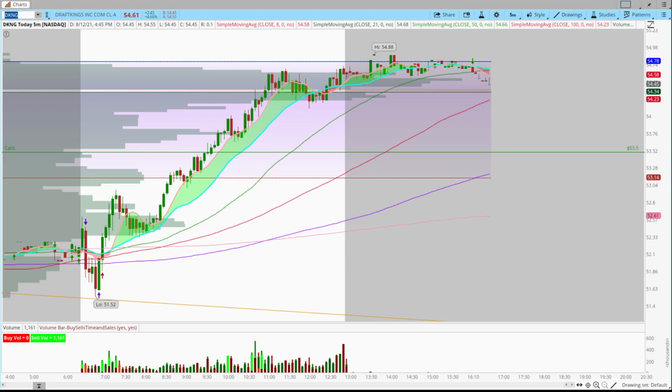So I have a couple of rules that I generally work with on here. I will try to kind of explain them while I show it to you so it's a little bit less wordy. So you can see this is DraftKings. Today is August 12th of 2021.